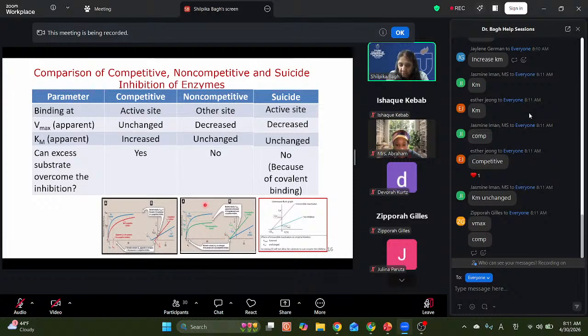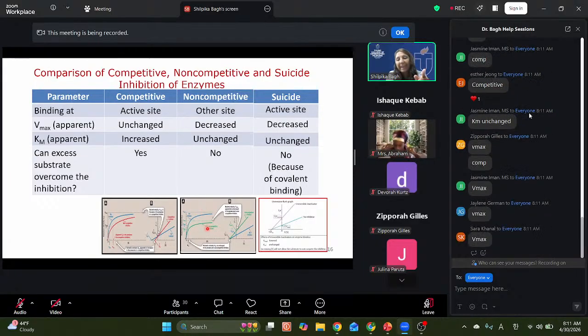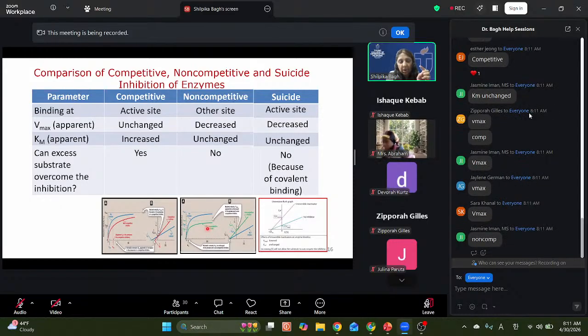And look at this here. What is changing in the double reciprocal plot? In the Lineweaver plot, what is not changing? What is dropping here in this graph? What is decreasing in this graph? Vmax. Is it competitive or non-competitive?